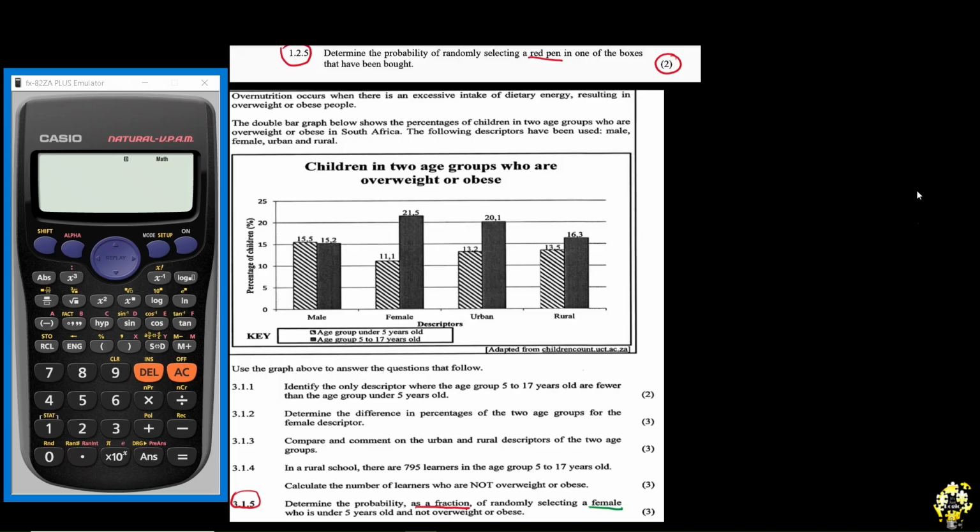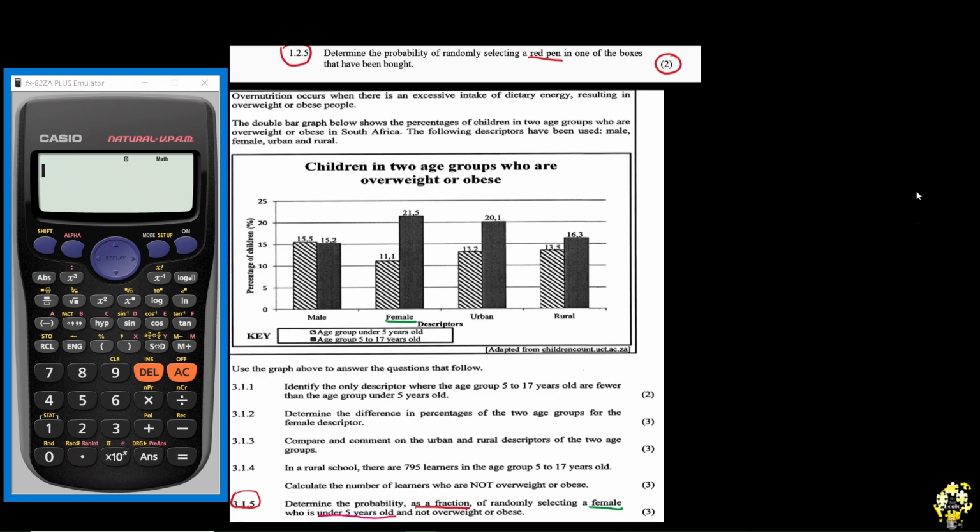The reason why I underlined female is because I need to go to these graphs or these bars and look for where a female is. A female is found between these 2 bars, the dark one and the one that has diagonal lines. But we are not done then. Let's go and get a pink. Who is under 5 years old?